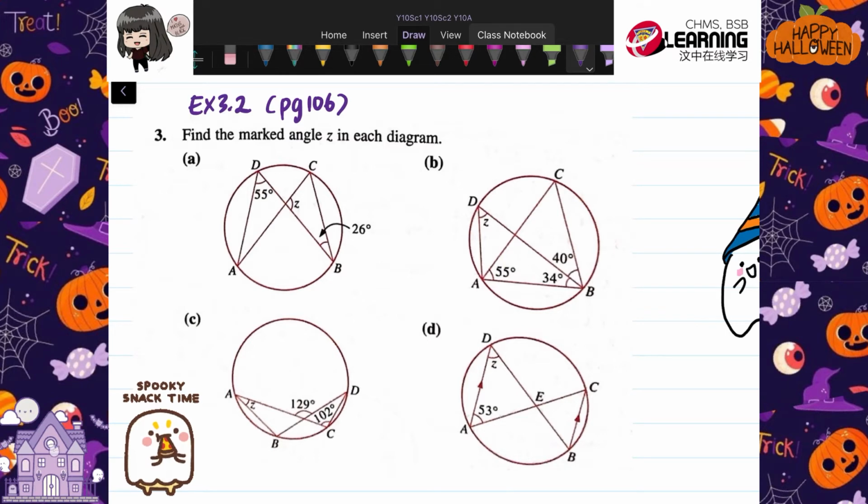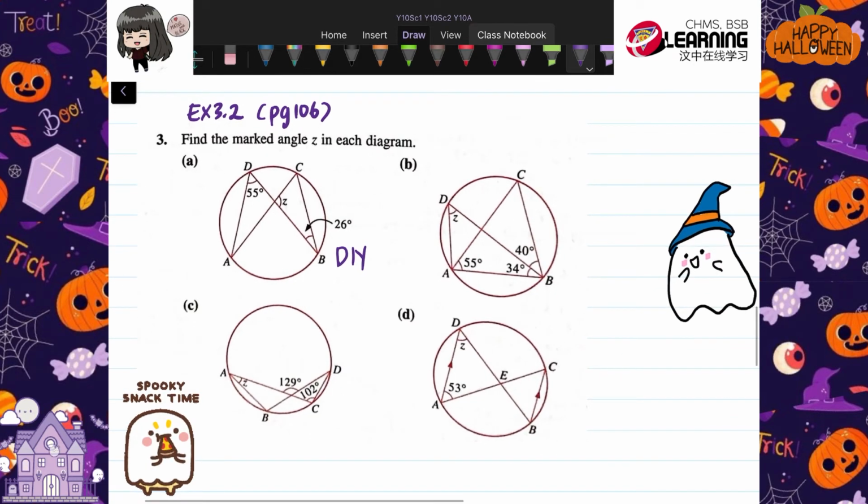Alright, question number 3, I think you can do A. You DIY, do it yourself. I can hint you a bit. 55, angle in the same segment 55, so here is also 55, and this is a triangle, 180. So you minus this 55 over here, minus 26, and you will get Z.